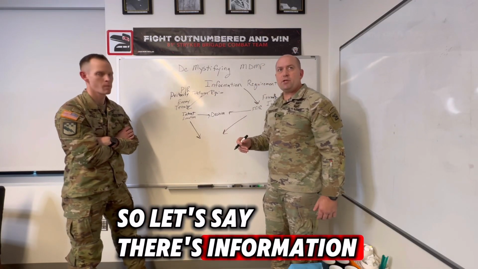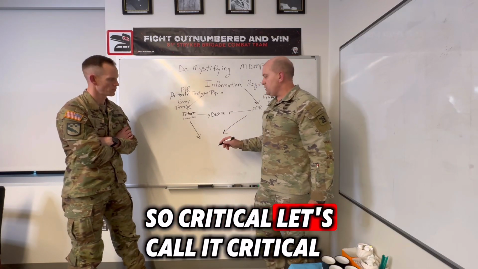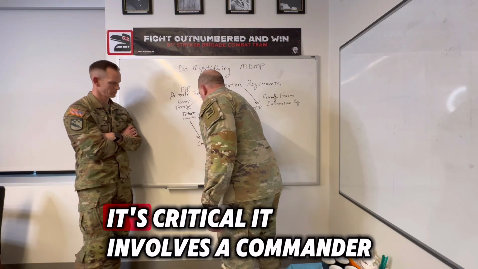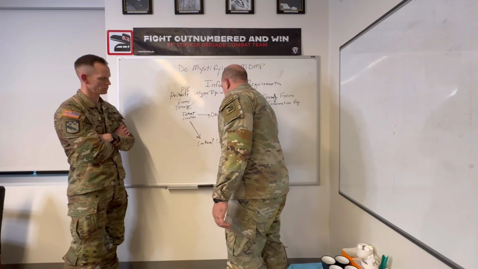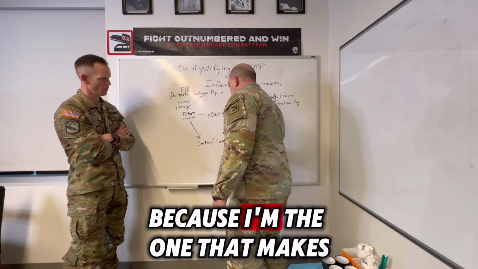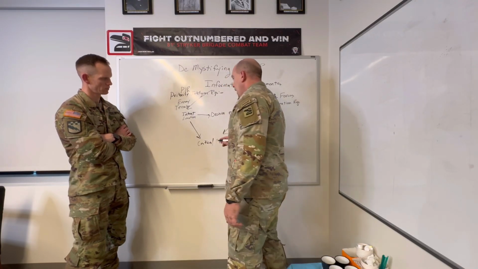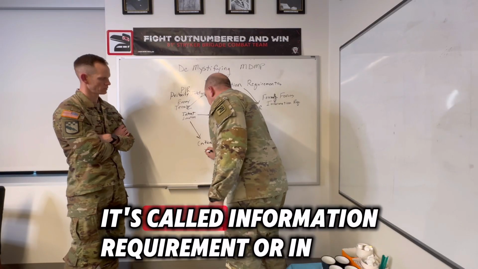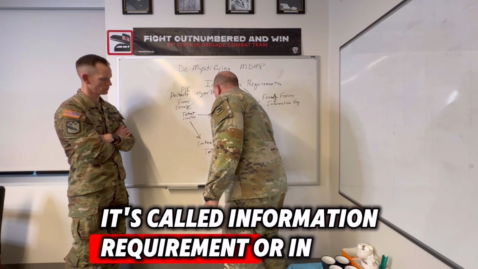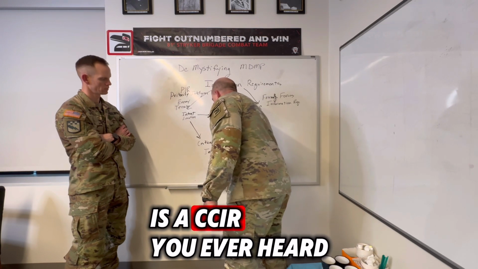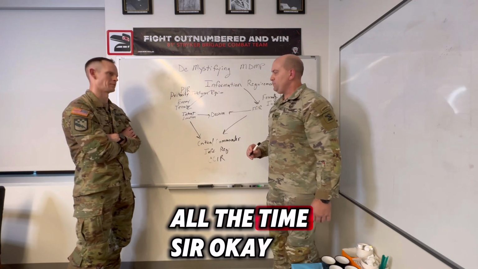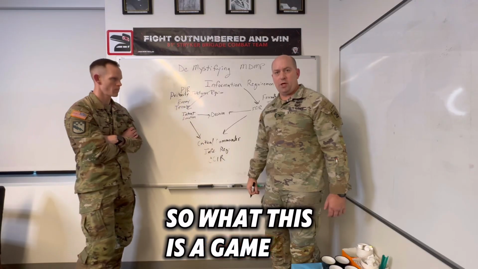So let's say there's an information requirement that's so critical. Let's call it critical, for example. It involves the commander, because I'm the one that makes the decision. And because it involves all this, let's call it a commander's critical information requirement, or in other words, a CCIR. Have you ever heard of CCIR? All the time, sir. Okay, so this is a game changer.